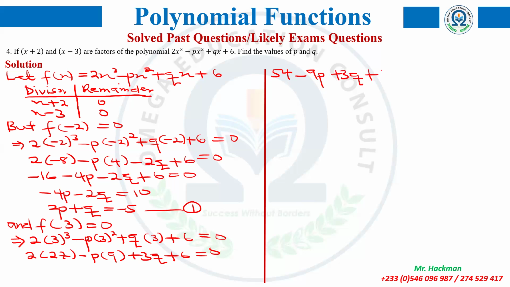Okay, then plus your 6 is equal to 0. And like I said for the other one, for every equation usually you would want to have the terms with your unknowns on one side and the other terms on the other side. So this will give you minus 9p plus 3q will be equal to, now 54 plus 6 will give us what? 60. So you move that one to that side, so that will give us minus 60. All correct.